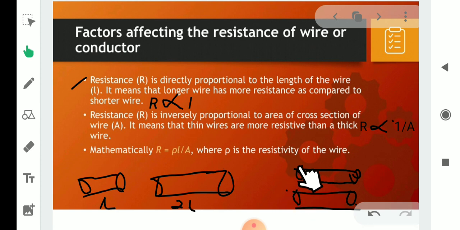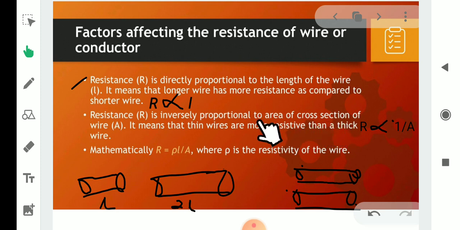So in these two cases, as the area of the wire increased, what happened? The electrons are free to move. That means as the area increases, resistance is going to decrease, right? Here the resistance is more because the area is less. As the area is less, resistance is more. As the area is more, resistance is less. So that means resistance is inversely proportional to the area of cross section.